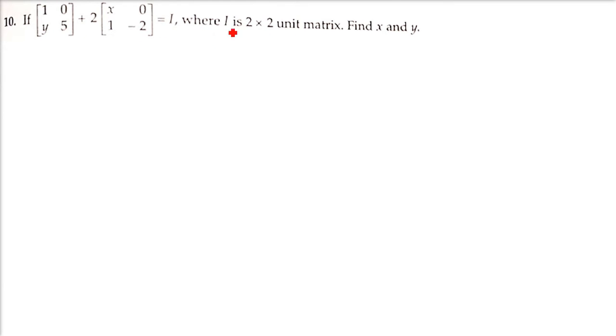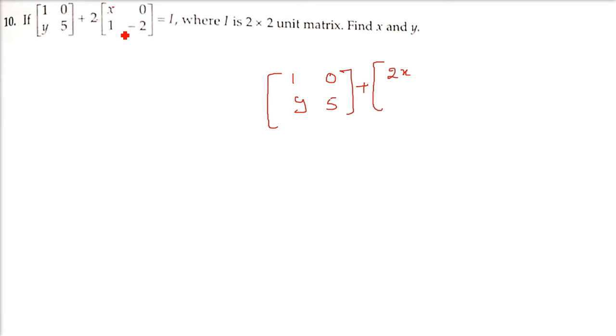If I is equal to this left hand side, and I is the 2 by 2 unit matrix, find x and y. So I am doing it directly. 1, 0, 5, y and 5. Then multiply 2 inside. Just multiply this and then we'll add.